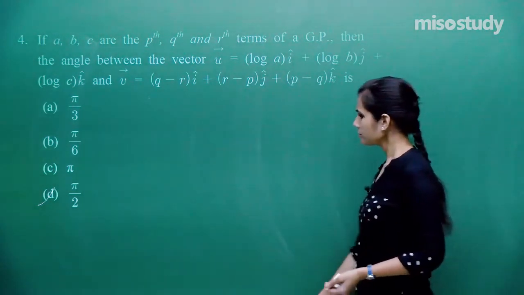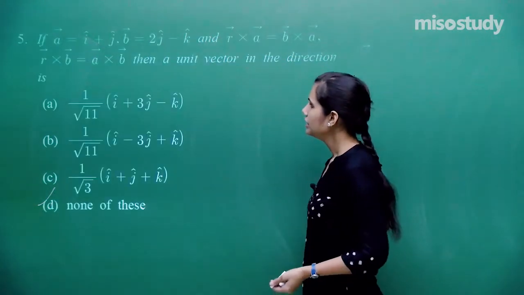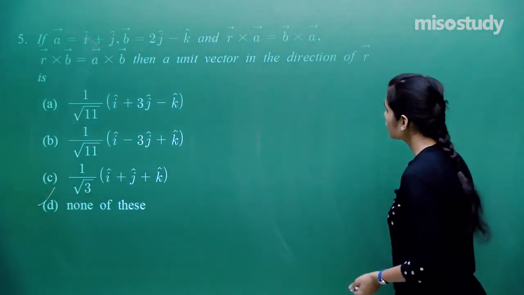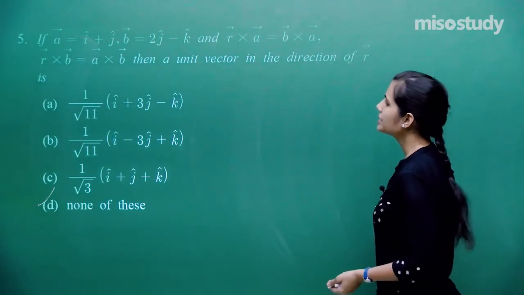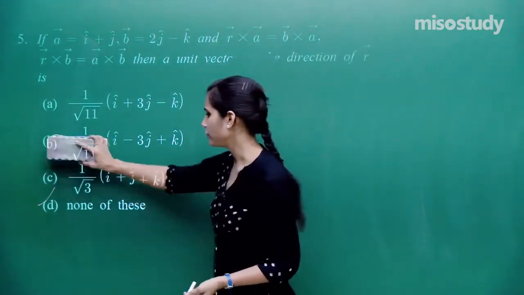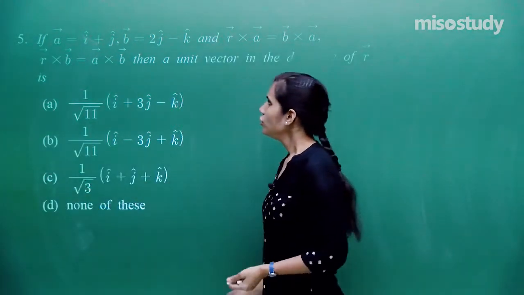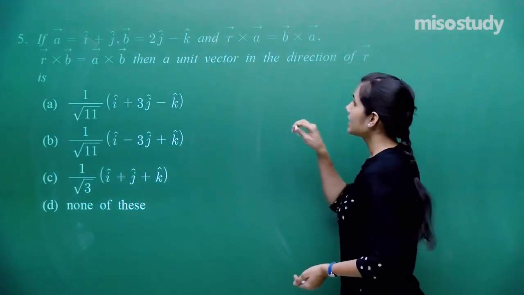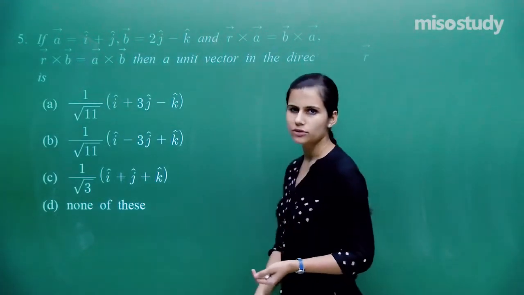Okay. So the next I have, if A vector is this, B vector is this, and R cross A is B cross A, R cross B is A cross B, then a unit vector in the direction of R vector is which vector? Okay, so A vector, B vector is given to me, and R cross A equals B cross A, and R cross B equals A cross B. This is given. So let's understand this.